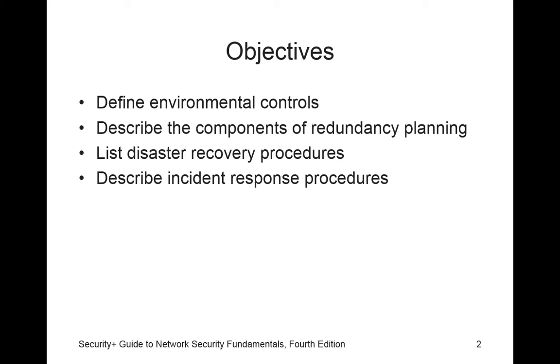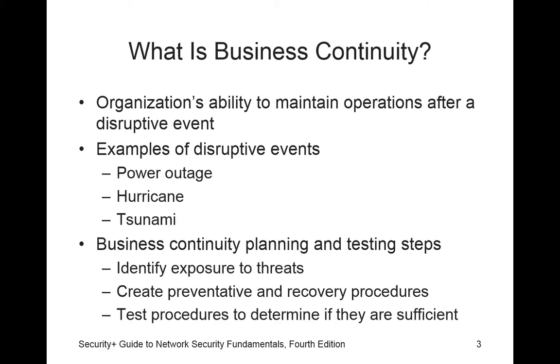The objectives for this one, we're going to talk about what environmental controls are, the components of redundancy planning, list disaster recovery procedures, and incident response procedures. What is business continuity? Essentially, it's how or what systems do I need to bring up to get my business back to a minimal state of functioning. Is everyone with me?